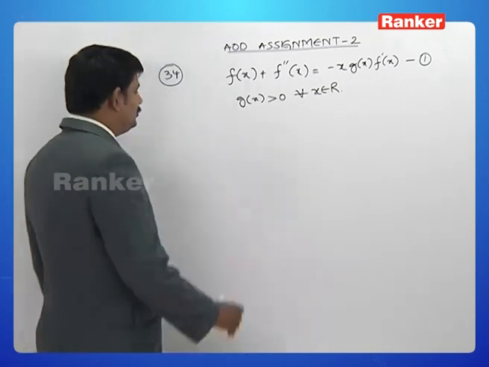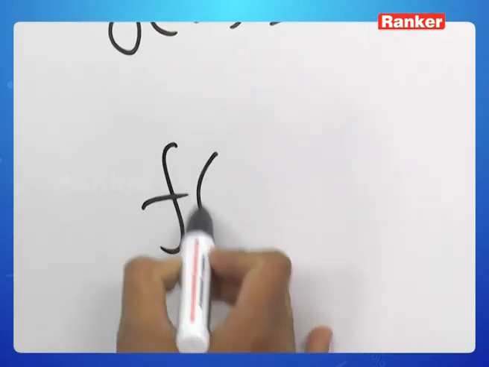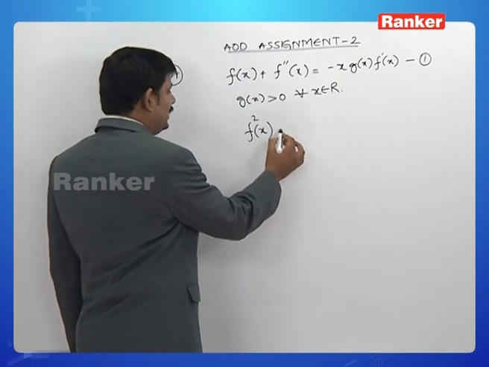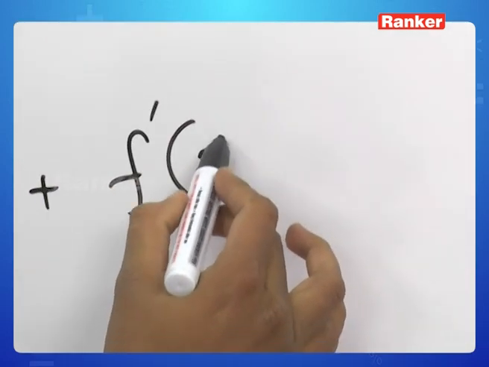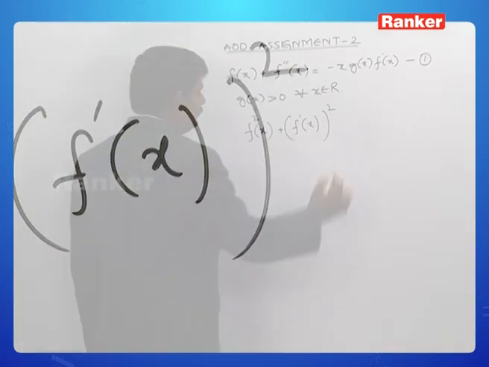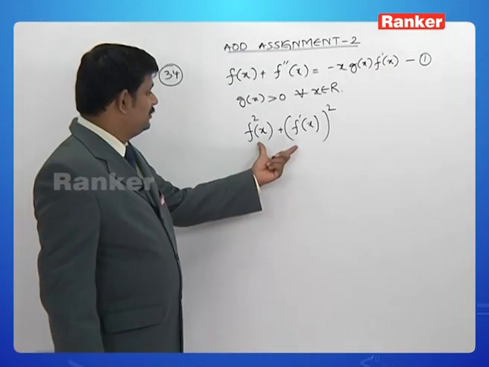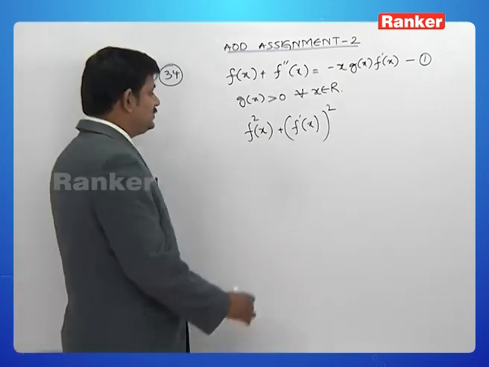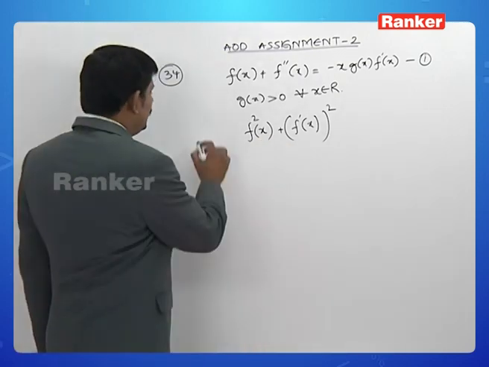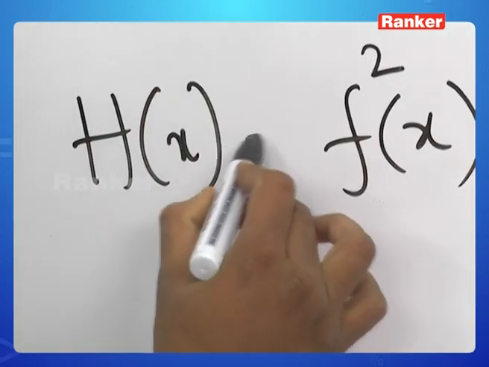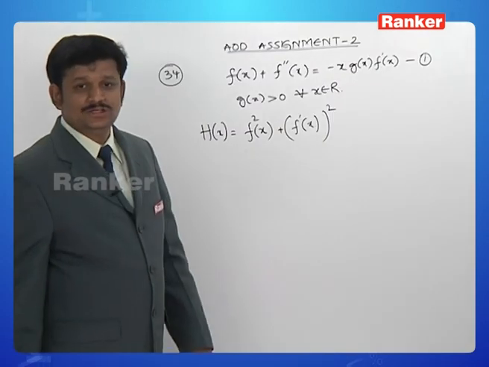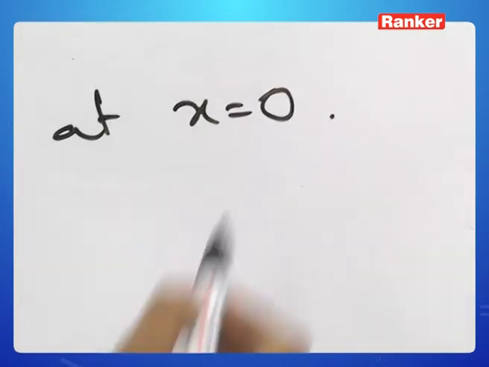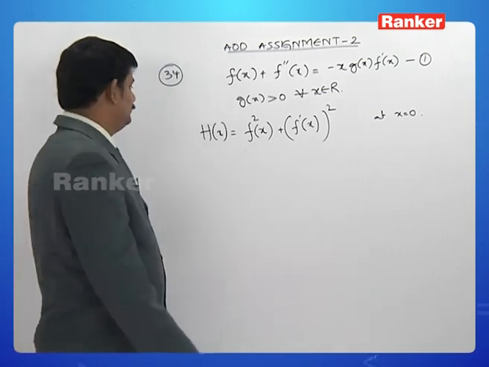Now, we need to talk about local maxima and minima of the function f square x plus f dash x whole square. We have to find local maxima or local minima, or if it is a point of inflection at x equal to 0 for the function, let us call it h of x equal to f square x plus f dash x whole square. So, let us differentiate this.